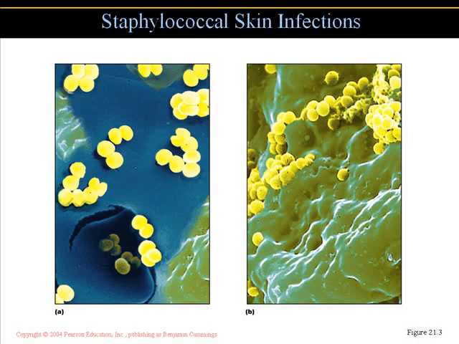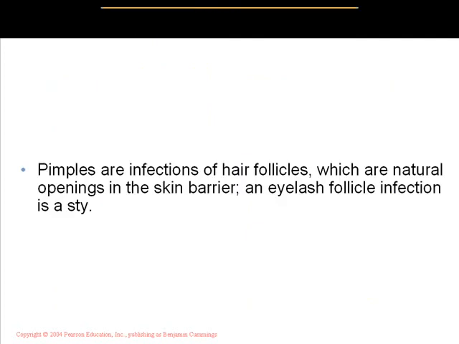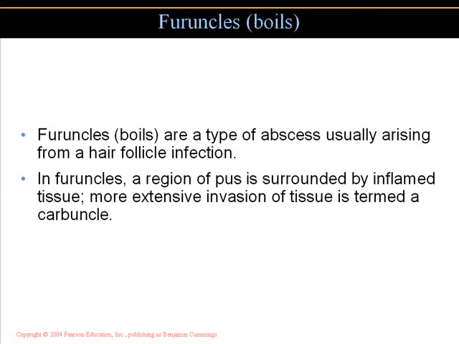This is an electron microscopy of Staphylococcus on the skin. The term pimples refers to infections of the hair follicle, which are natural openings in the skin barrier, and eyelash follicle infection is referred to as a stye. Furuncles or boils are types of abscesses that usually arise from hair follicle infections. In a furuncle, this is a region of pus that's surrounded by inflamed tissue. A more extensive invasion into tissue is termed a carbuncle.